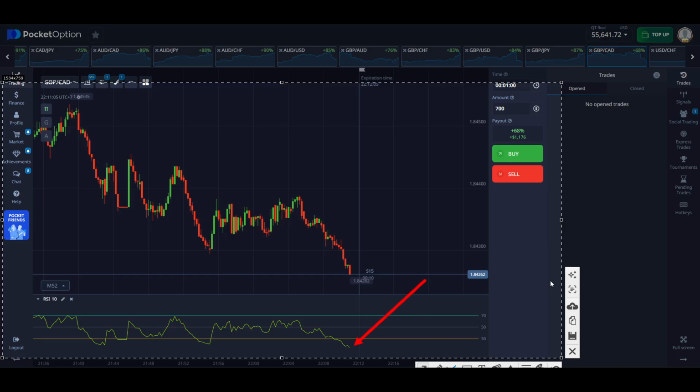And later in this video, I'll show you why this is an unsafe zone, how to set up the safest zone where we'll open trades, and how to configure this indicator.